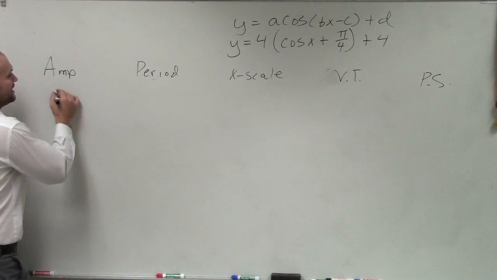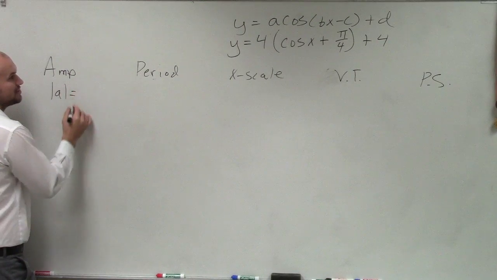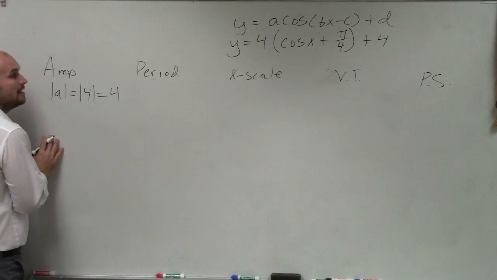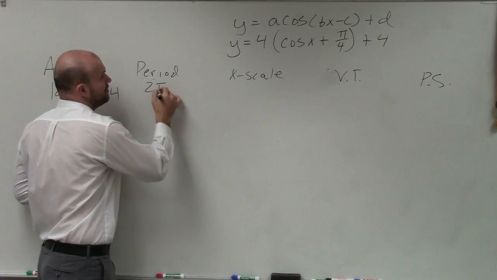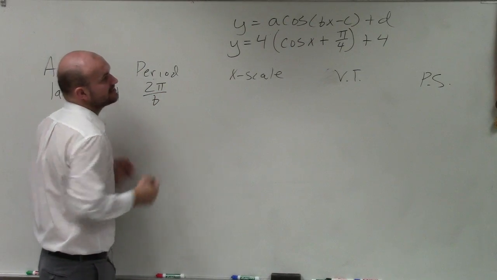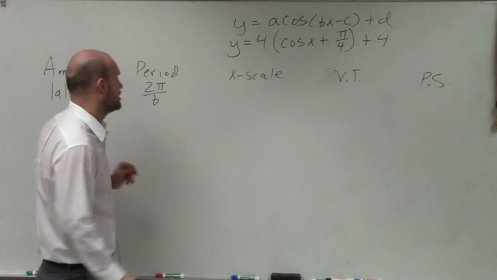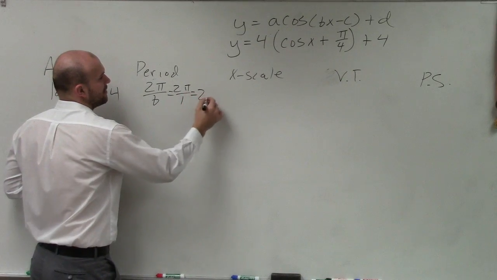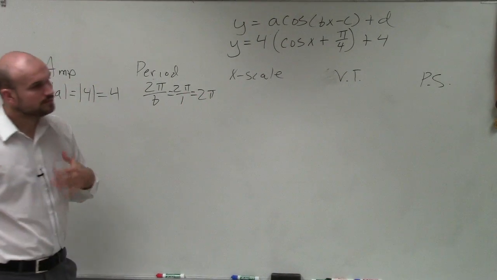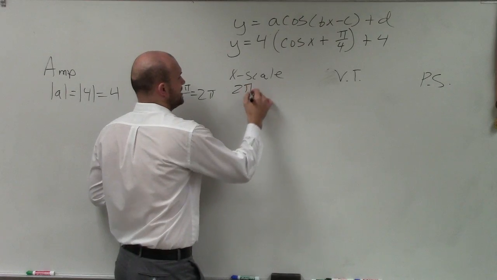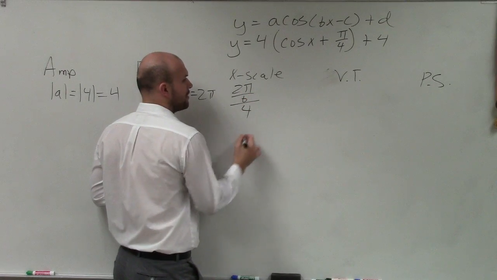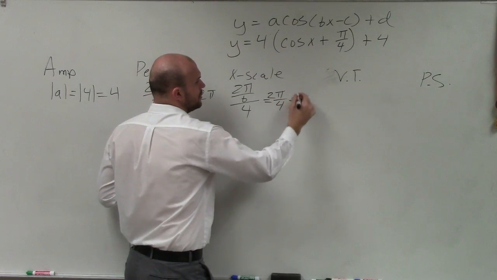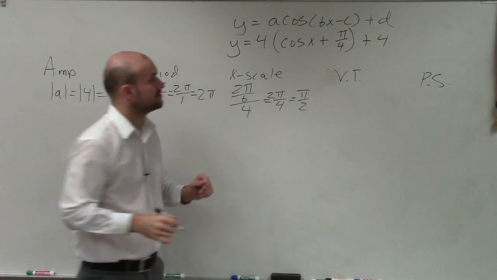The amplitude is the absolute value of a, which in this case is the absolute value of 4, which equals 4. The period is 2 pi divided by b. Here, the coefficient of x in cosine of x is 1, so our period is 2 pi divided by 1, which is 2 pi. Our x scale is 2 pi divided by b divided by 4, which is 2 pi over 4, equal to pi halves, very similar to our last problem.